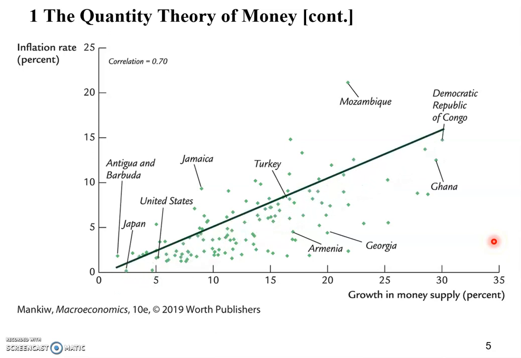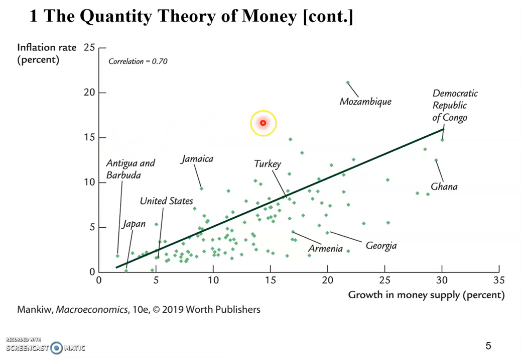Now here, if you look at the whole sample, you should be able to find there's a pretty obvious positive correlation across countries. Okay? And this means the faster the money supply grows in that country, the higher the inflation it experiences. Okay, so for example, if we look at the Democratic Republic of Congo, it has the money supply growth rate approximately 30% per year, which led to approximately 15% inflation rate every year.